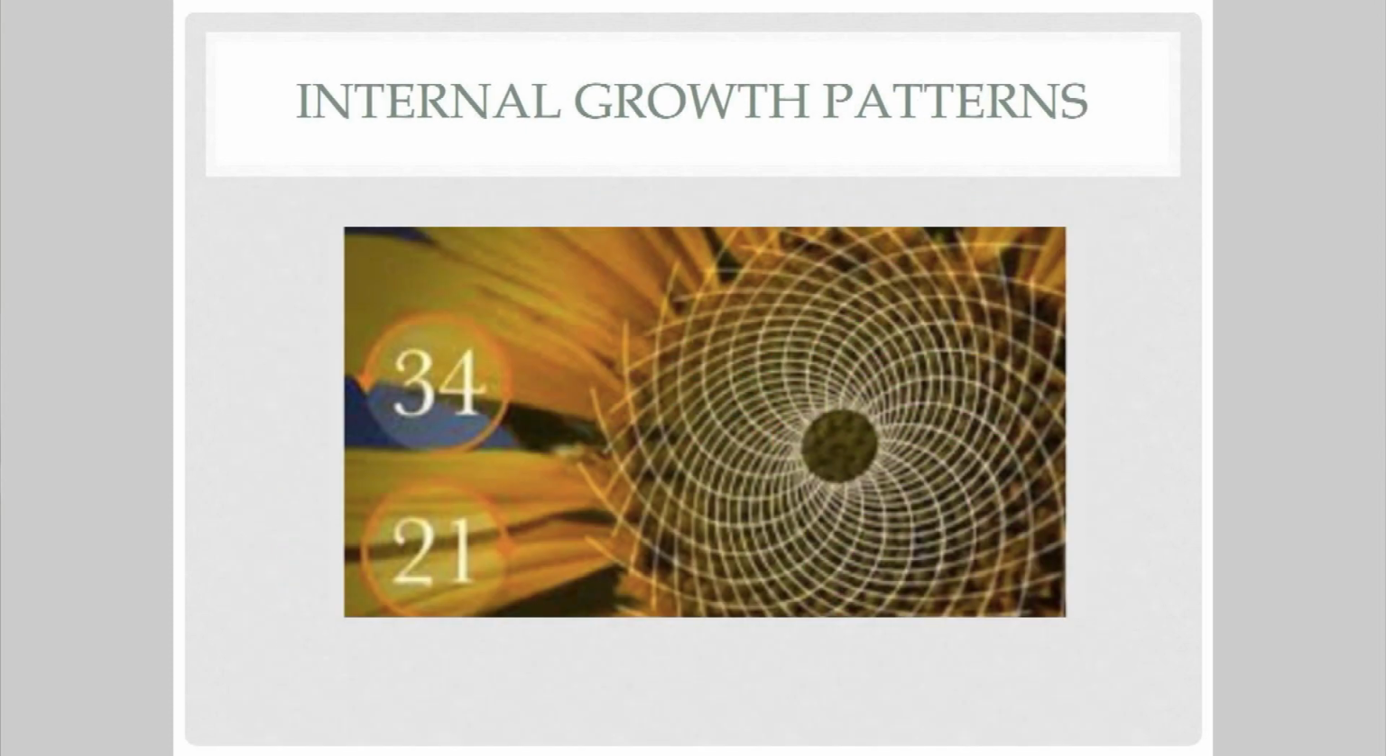Internal growth patterns also exhibit Fibonacci numbers. A typical sunflower will exhibit 2 spirals of 21 or 34 clockwise and 34 or 55 counterclockwise spirals. Florets are packed into the tightest possible area, which will allow each to receive optimal nutrients and sunlight.